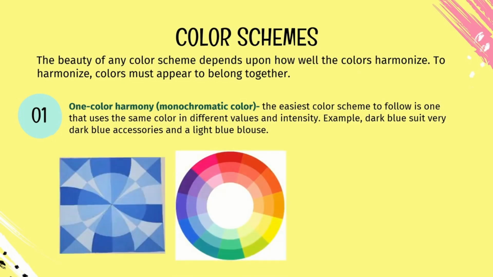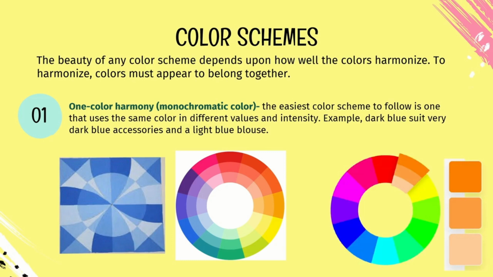So here is the example picture of a pattern composed of dark blue going to light blue. And then we have another color, the orange, light orange going to dark orange. And all the colors belong to the color wheel. So they are called the one color harmony, or what we call the monochromatic color.